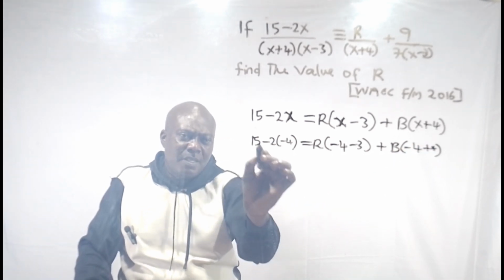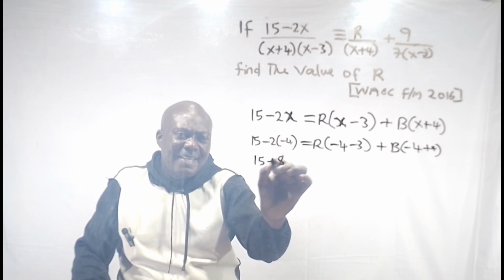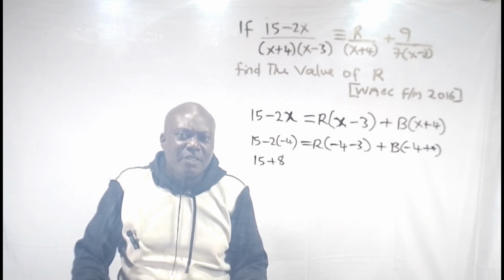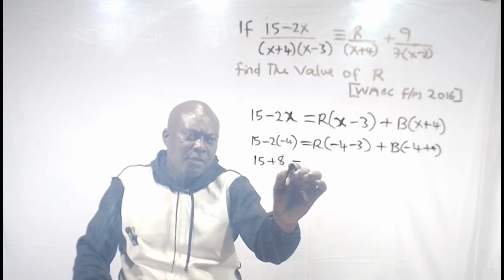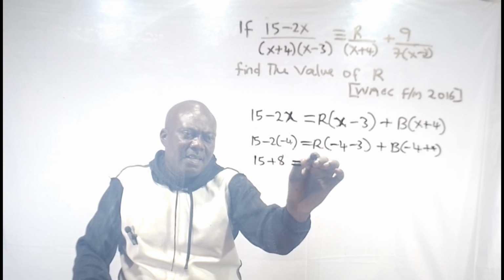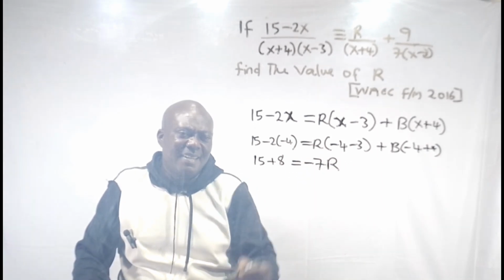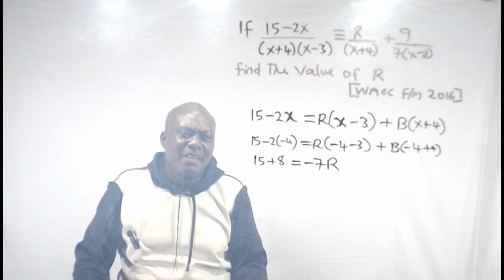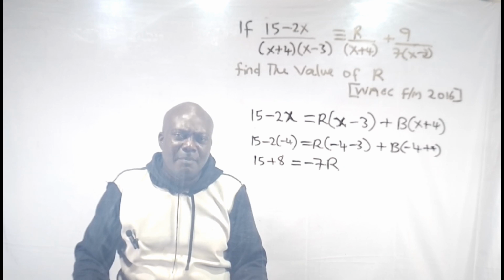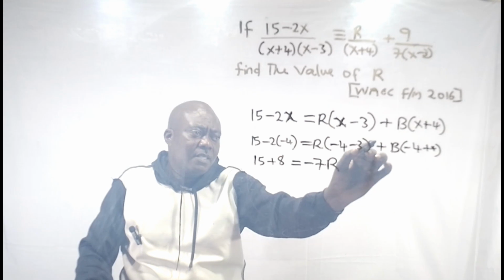Let's continue. This one now will become 15 plus 8. Minus times minus is plus, and 2 times 4 is 8. That's why we have 8 here. It will be equals to minus 7r. Yes, minus 4 minus 3 is minus 7, and multiplied by r, you get minus 7r. And this part is 0.